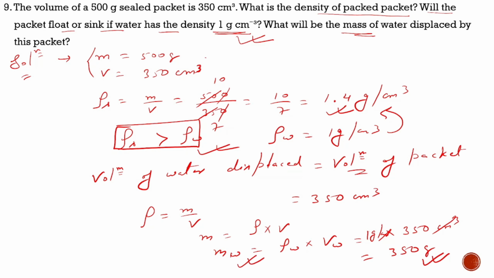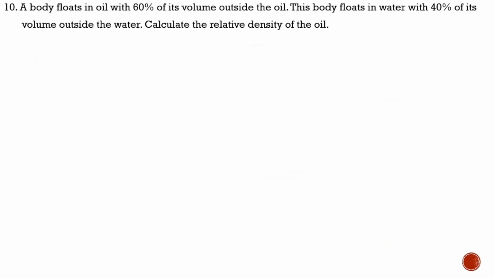Okay, let's go for question number 10. A body floats in oil with 60% of its volume outside the oil. This body floats in water with 40% of its volume outside the water. Calculate the relative density of the oil. Okay, so we have to find the relative density. Okay, let us solve it.